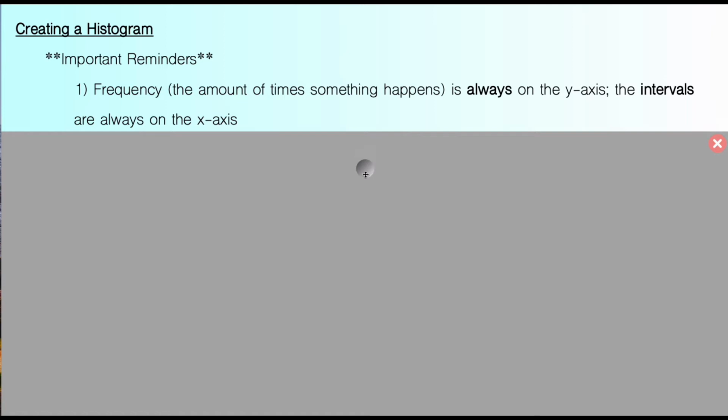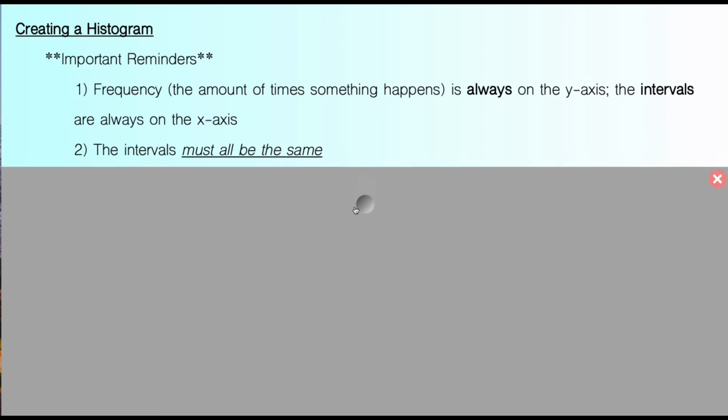The amount of times something happens, how high the bar is, that should always be happening on the y-axis, and the interval is always on the x. Speaking of the intervals, the intervals should all be the same.